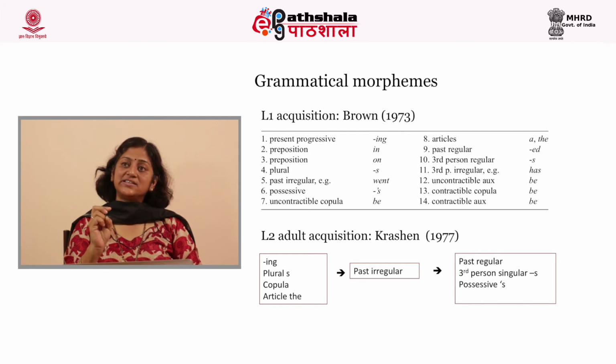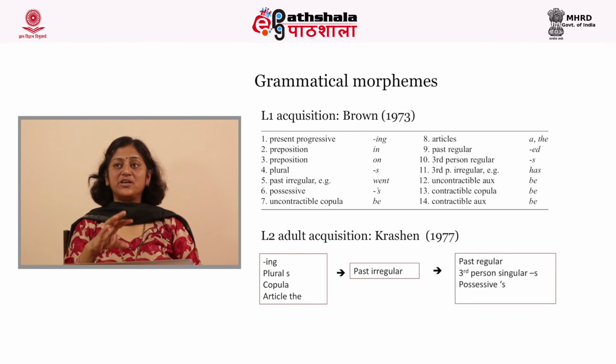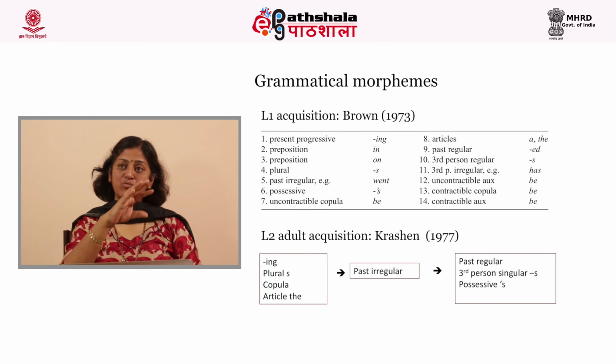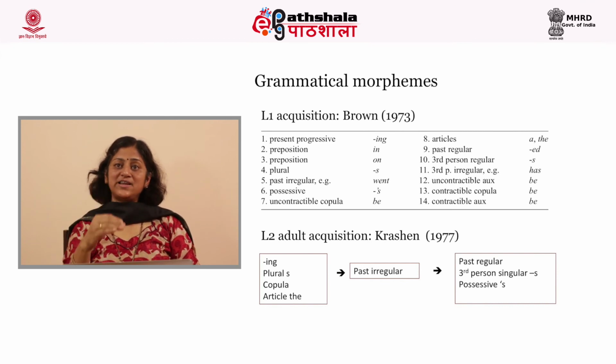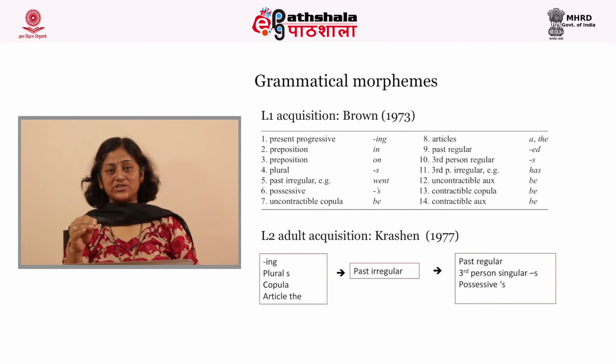Krashen in 1977 did the same study on adults, and he actually broke these 13 morphemes into 3 boxes. Each box has a set of morphemes, and once the first box was acquired, then the second box could be acquired, then the third box could be acquired. This shows that first language and adult language acquisition follow the same route. Look at the slide for Krashen's natural order hypothesis.